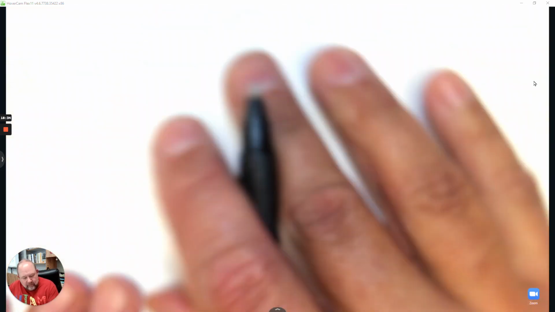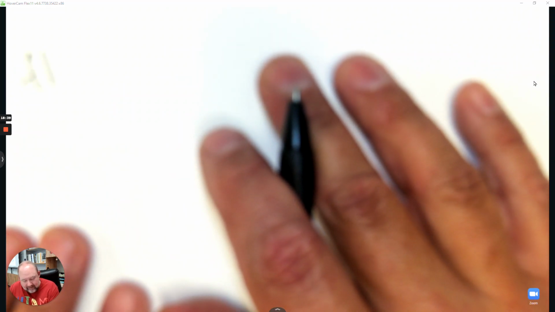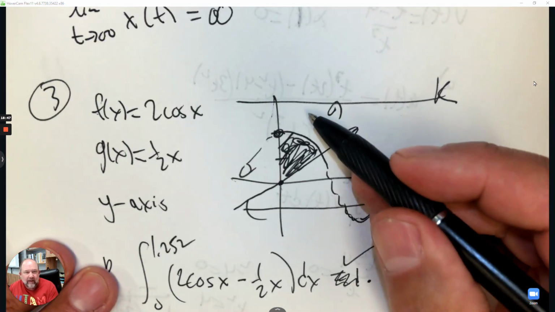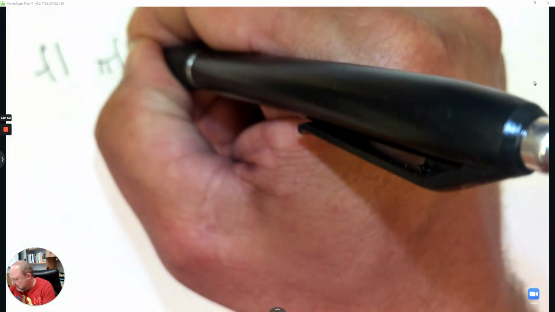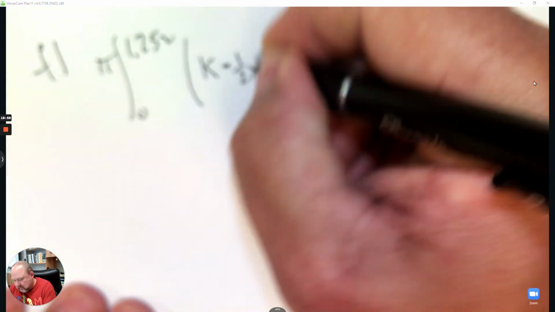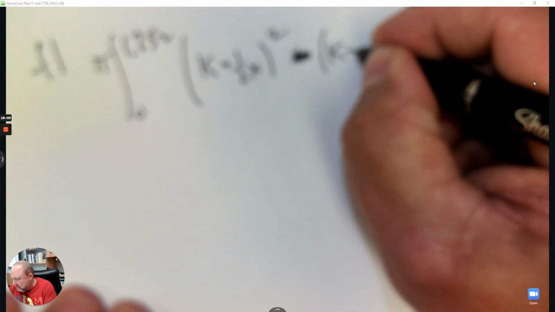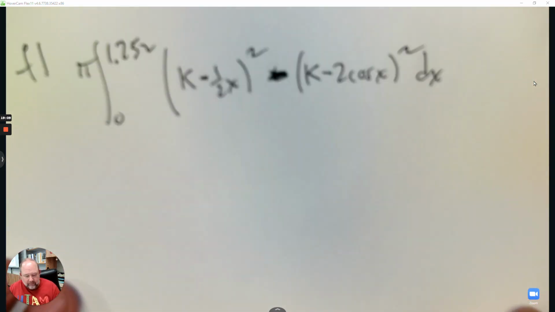Part F. Set up an integral for the volume when the region R is revolved about the line y equals k, and k is bigger than 2. So if k is bigger than 2, it's up here is where k is. It's above that. So again, top, subtract bottom. Now it'll be the line. So again, we're integrating. Top is k, subtract the bottom, which is 1/2 x. Subtract. Top, which is k, subtract the bottom, which now is the curve. And then you have the setup.